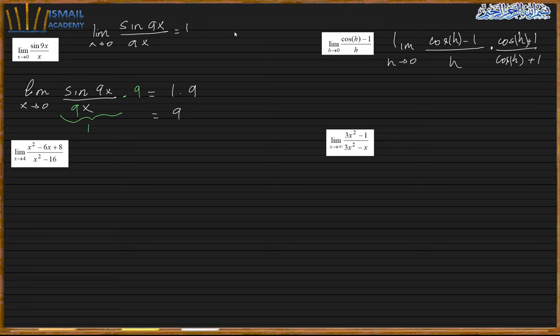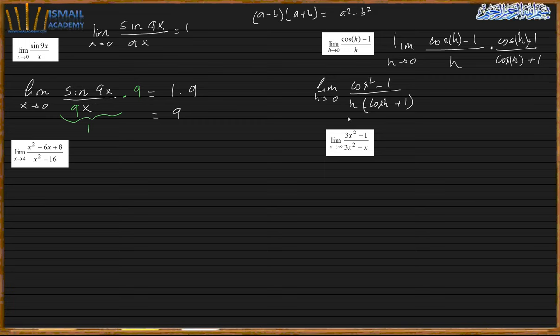This is the same thing, like I said, if I have a minus b times a plus b, we just did it on the first question, it is a square minus b square. So here I will end up having the limit when h goes to 0 of cosine square h minus 1 over h times cosine of h plus 1.